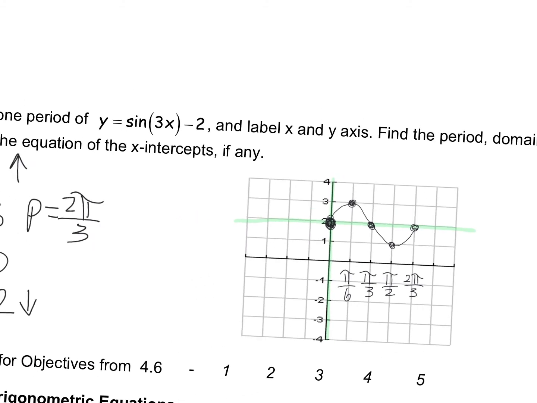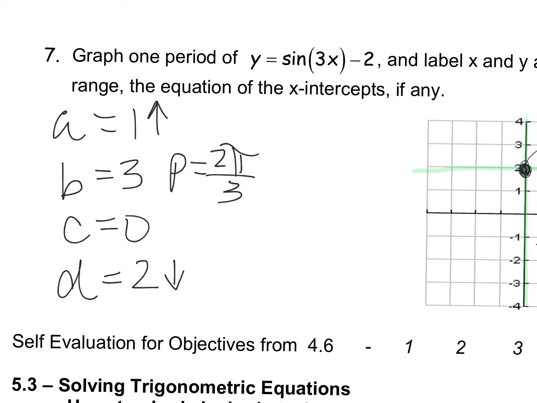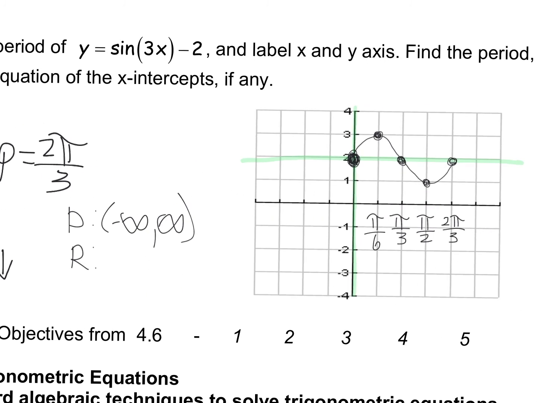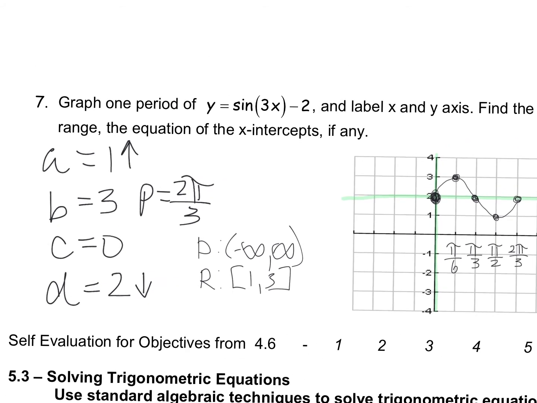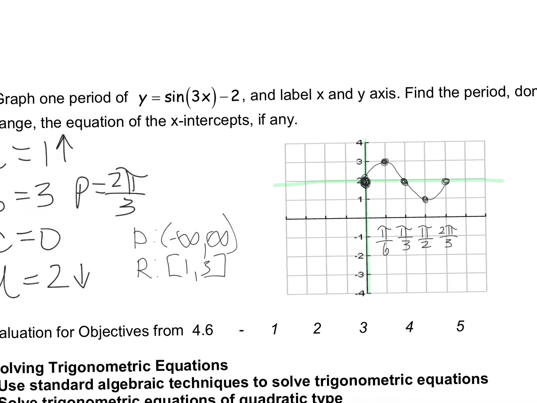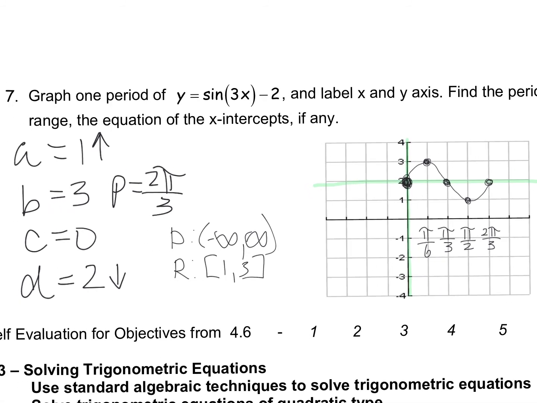So once we have this defined period, which we found, the domain is pretty straightforward. Always negative infinity to infinity. Range, just looking, goes from 1 to 3. Equations of the x-intercepts: if you look, that graph is never going to hit the x-axis. So the x-intercept is the null set, or you say none. And that would be it.